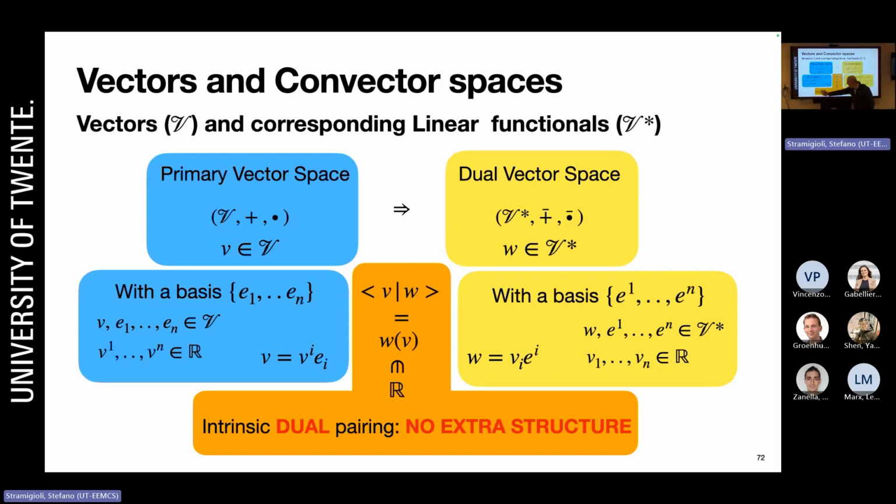And this is the core. Intrinsically, it's a dual pairing. There is no extra structure. There is nothing else. There is no length, no inner product, no angle, nothing else. If I give you a vector space without anything else, the only thing you can define is a dual vector space. And if you have a dual vector space, then you can give me one of these guys and one of these guys, you let them kiss, and a real number comes out, okay?